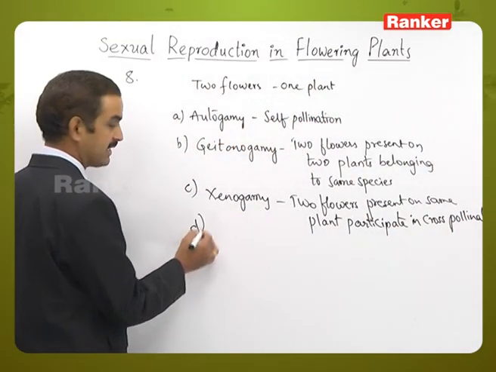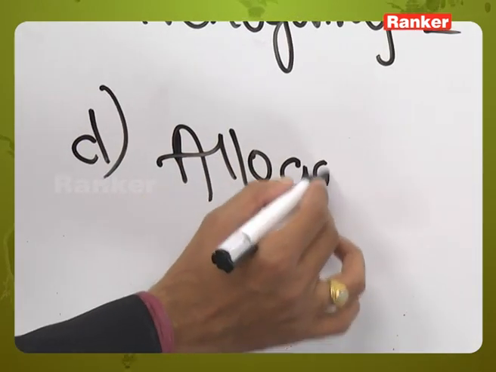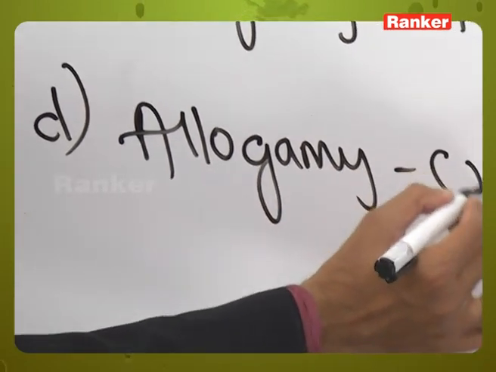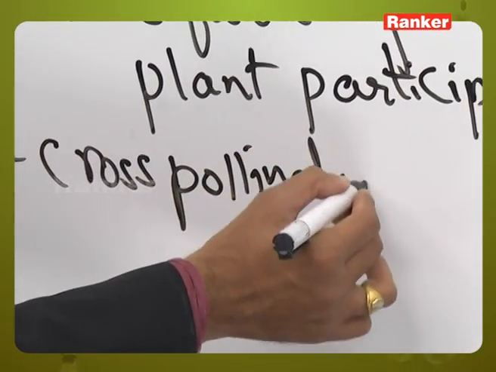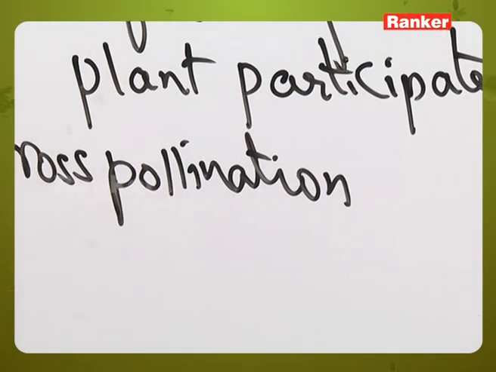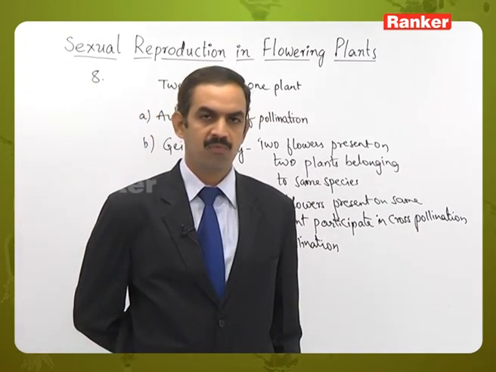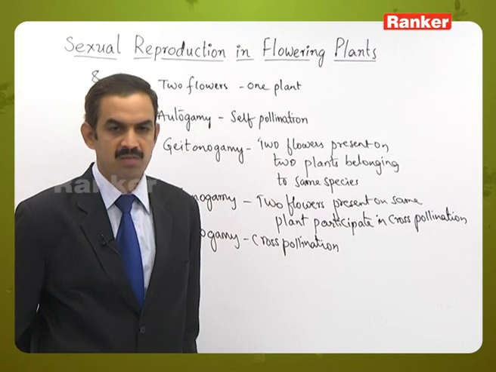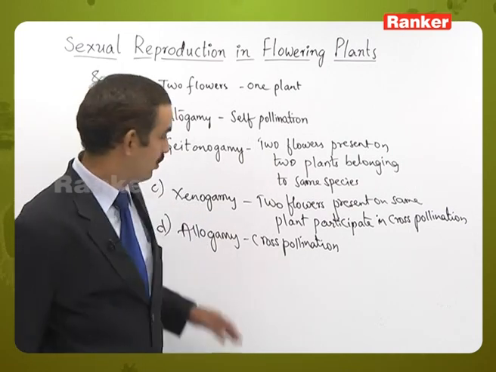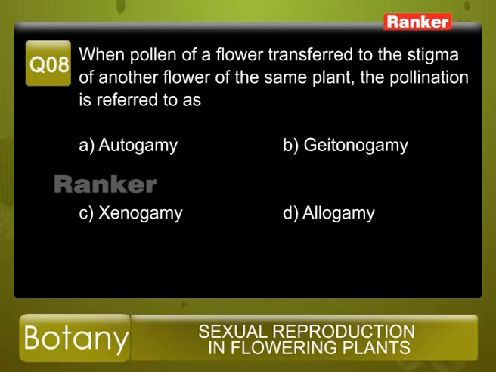And the D that has been given here, that is allogamy. Allogamy is the other name for cross-pollination. So in the question it has been given that pollen grains are transferred from the anther of one flower to the stigma of another flower, and those flowers are present on the same plant. So that is referred to as the geitonogamy process. So from the given options, option C is the correct answer.